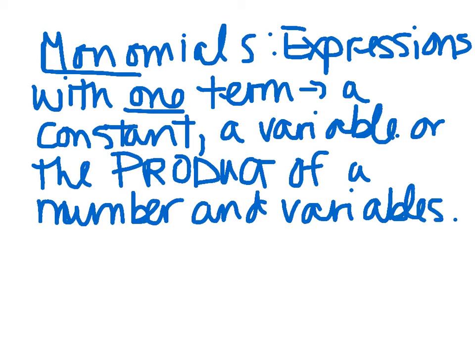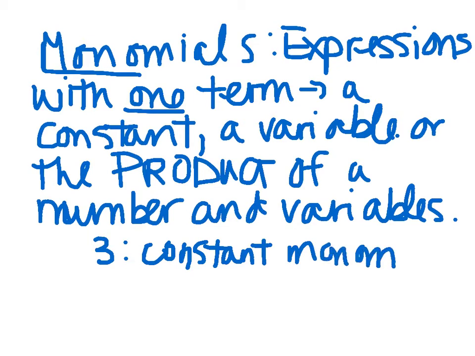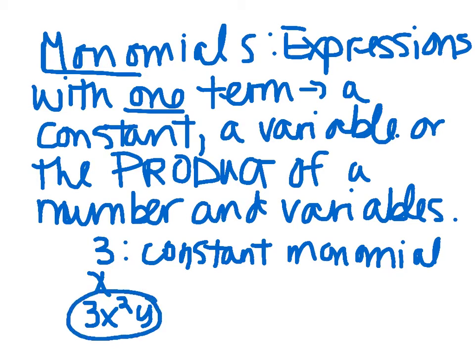Here's an example, the number 3. It's a monomial. It actually has a special name, a constant monomial. The variable x, or the product 3x squared y, for example. Each of these is an example of a monomial. And you can see there's no plus or minus signs. It's one term because everything is multiplied together if there are more than one thing.